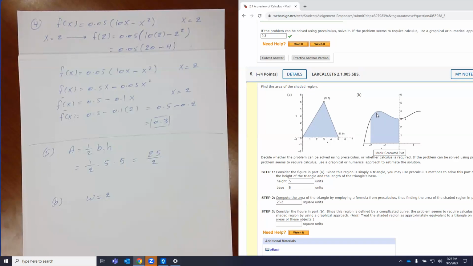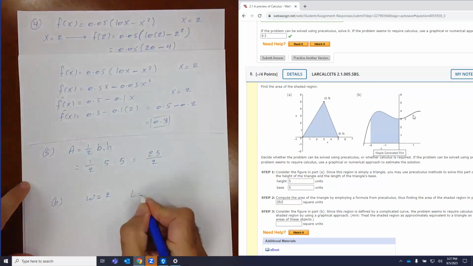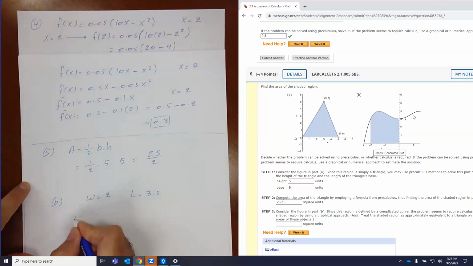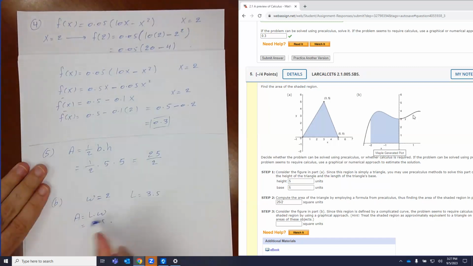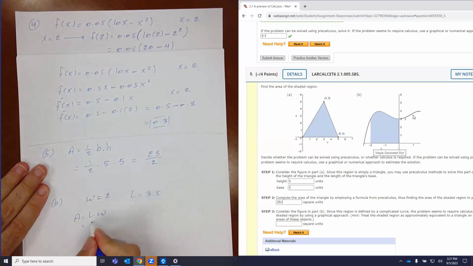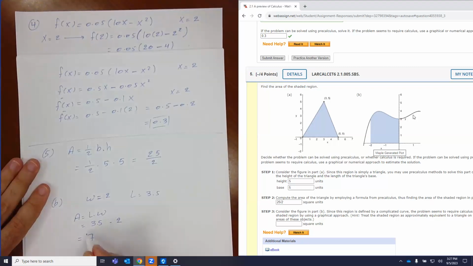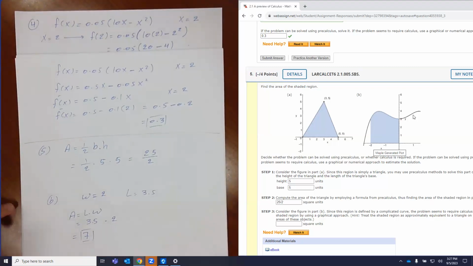So what I'm going to do, I'm going to take 3.5 as an approximate. So I'm going to say the length is 3.5. To find the area, it's going to be length times width. So it's going to be 3.5 times, careful, 3.5 times 2, and the result is going to be 7. This is an approximate solution. And again, we're going to learn how to find the exact area in section 5.2.